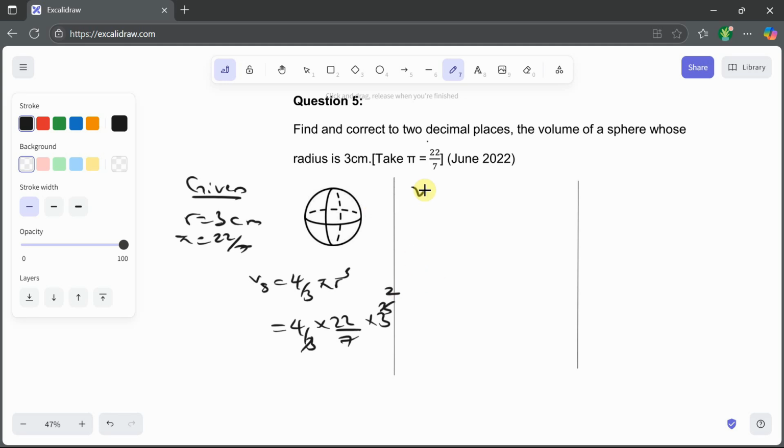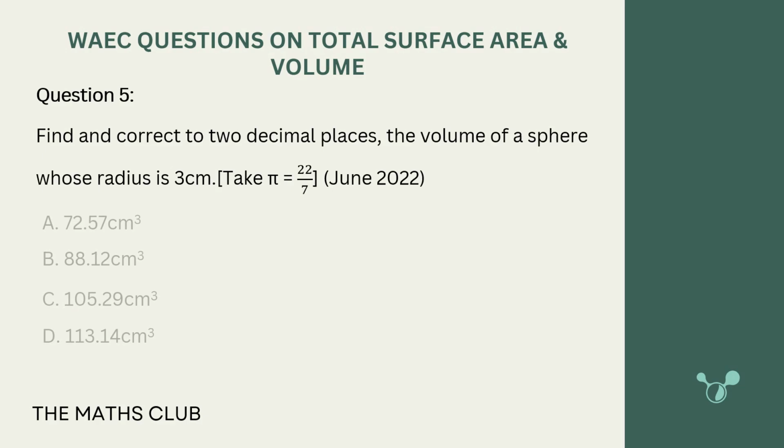This gave the answer to be 113.142, let me just say 9 centimeter cube. But they said we should correct to 2 decimal places, so this would be approximately 113.14. The next digit after this is less than 5, right? So it's not going to carry over anything, so that will be 113.14 centimeter cube. Let's see if the answer is correct. So that is option D.